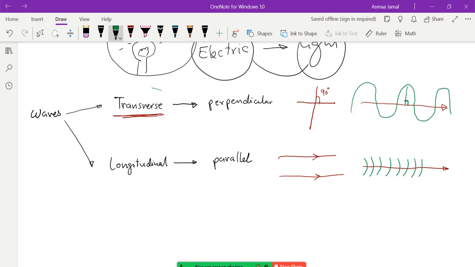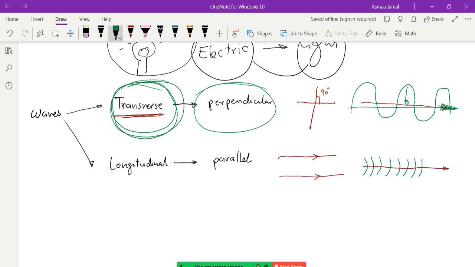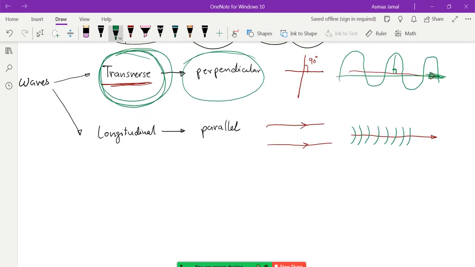Light waves are transverse waves, which means they move perpendicular to the direction of movement of the wave. Light is transverse. So light is kinetic energy, and it moves in transverse waves.